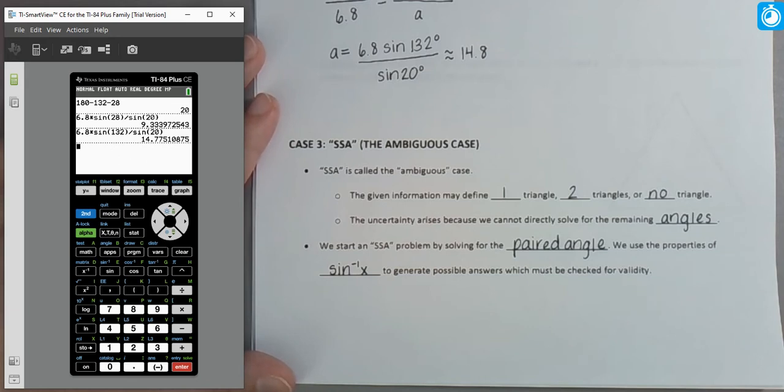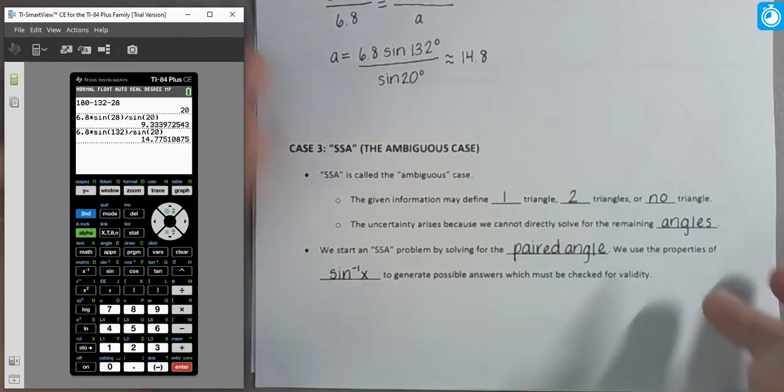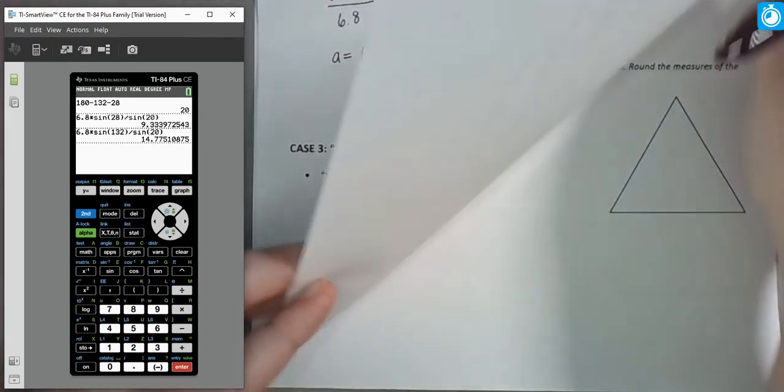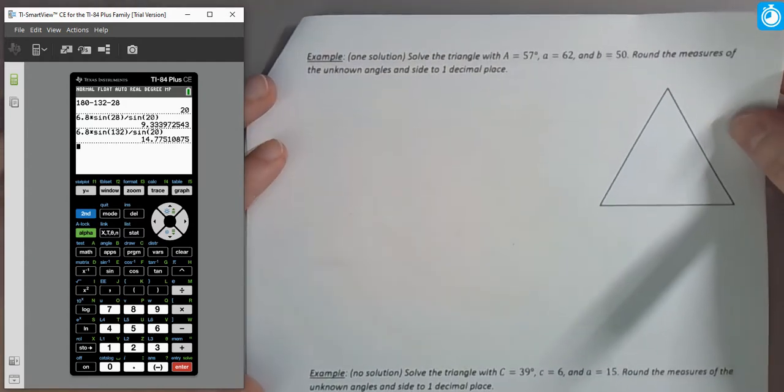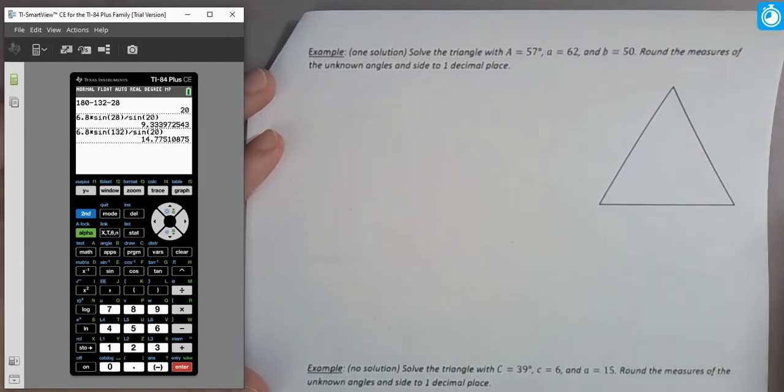So a situation where our values define a single triangle, a situation where our values could actually represent two different triangles, and then also a situation where we don't actually have a triangle at all. Those values couldn't actually exist within a real triangle. So I've labeled them. We know what to expect. Now we just have to determine why we expect these things to happen. How do these problems arise?